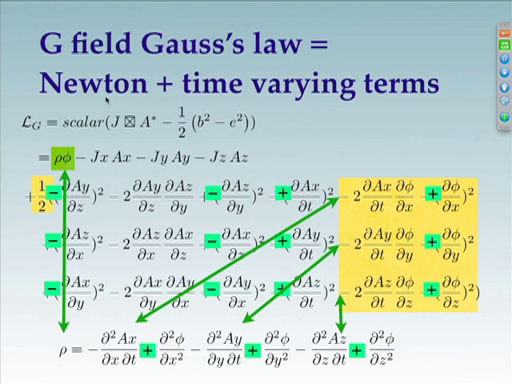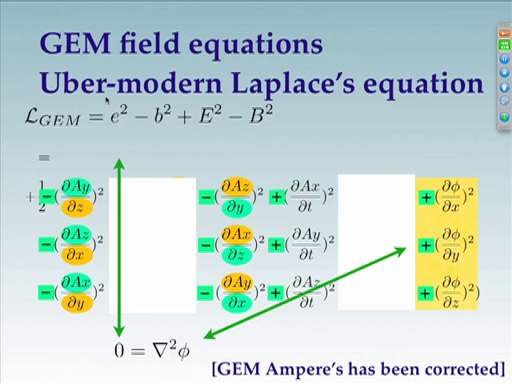Then I moved on to what's covered on the t-shirt. That would be the GEM field equations, and I call it an uber-modern Laplace's equation. So we're trying to do so much more than just say it's just this one thing going on. And the math is actually easy, which is kind of nice.